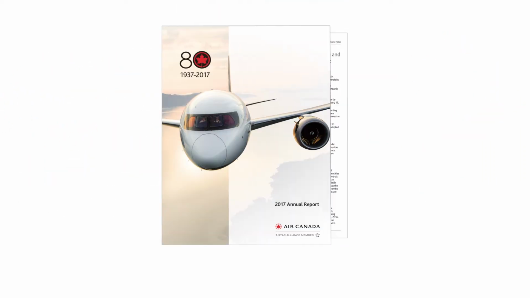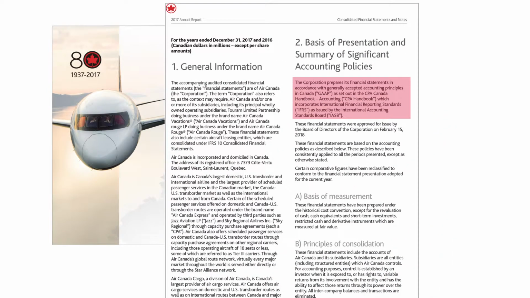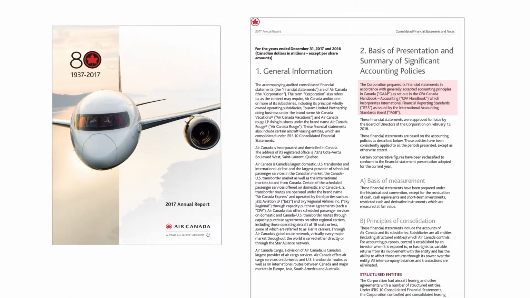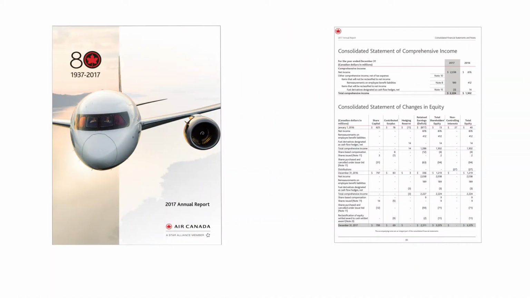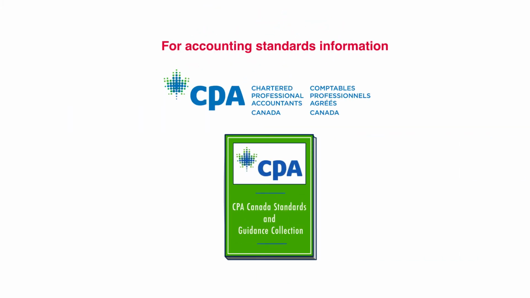For example, let's take a look at the section of Air Canada's annual report that discusses their significant accounting policies. This section highlights how Air Canada uses IFRS principles in the CPA Canada Handbook Accounting to prepare their financial statements. This type of information provides clarity on the rules used to determine the items reported in Air Canada's financial statements. To learn more about specific IFRS standards and guidance, you'll need to consult the library database, the CPA Canada Standards and Guidance Collection.